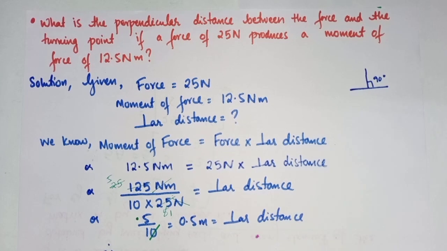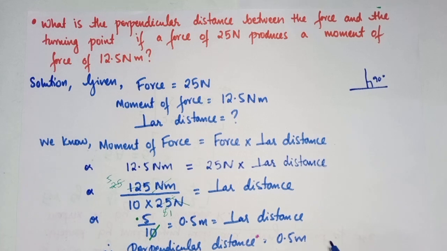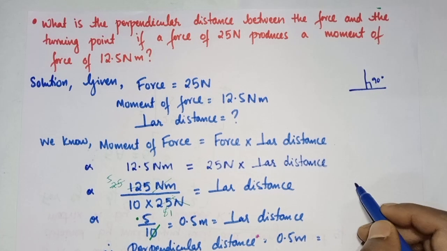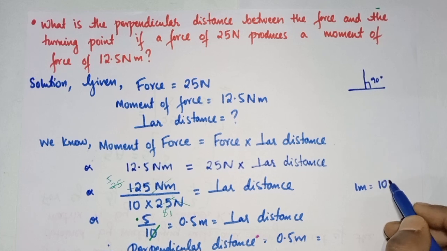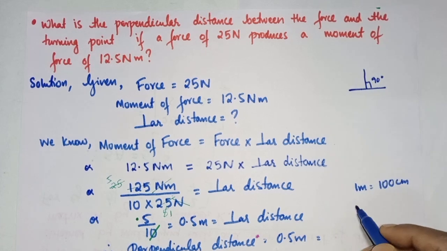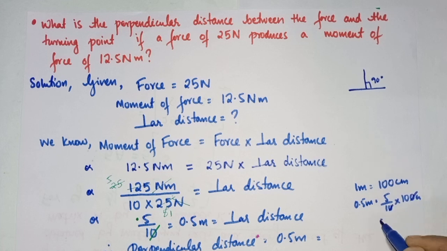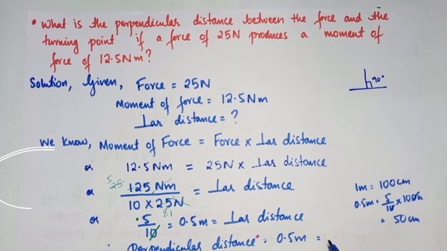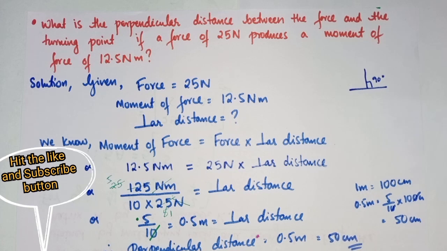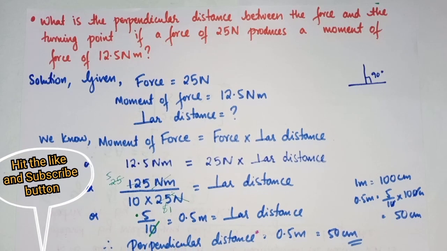So therefore I got the perpendicular distance equals 0.5 meter. If you change it to centimeter, as you know, 1 meter equals 100 centimeter. So 0.5 meter I can write as 5 upon 10 into 100 centimeter. The 0 will cancel, and 5 tens are 50 centimeter. So it's nothing but 50 centimeter. This question carries 3 marks. Hope you are clear with this.